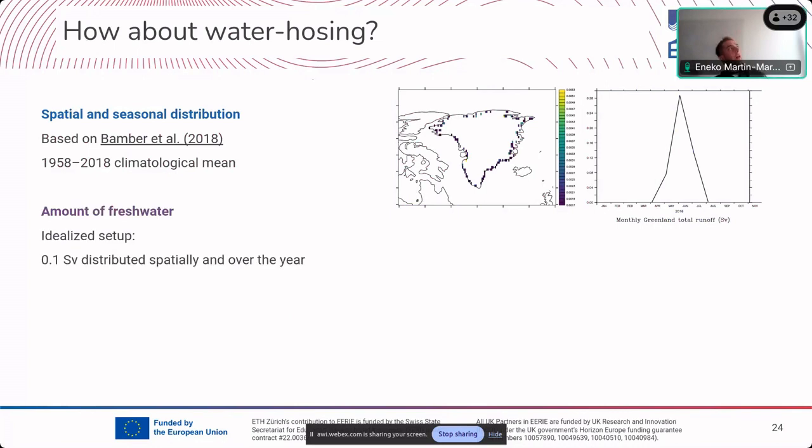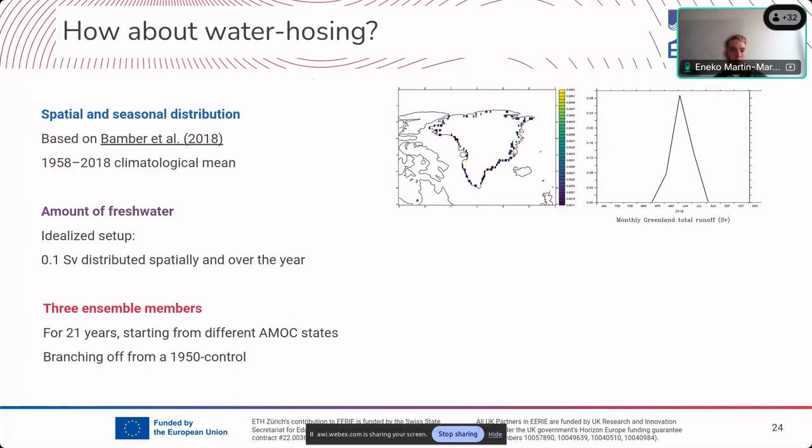Then we use an ADLS setup. So this was 0.1 Sverdrup distributed on average along all the coast and all over the year. So this is on average the water input. And we did 3 ensemble members for 21 years, branching out from the 1950 control, the experiment I was showing you before, but only for the very high resolution one, so only for the eddy-rich one, with 3 different AMOC states. So this was already implemented by Eduardo Moreno.